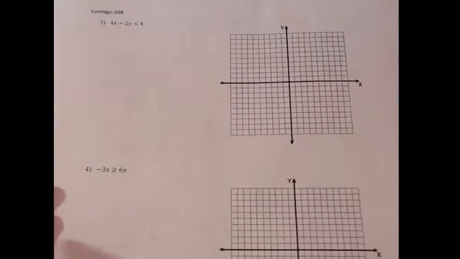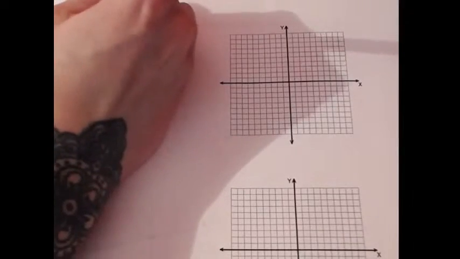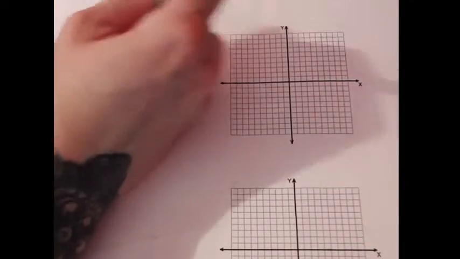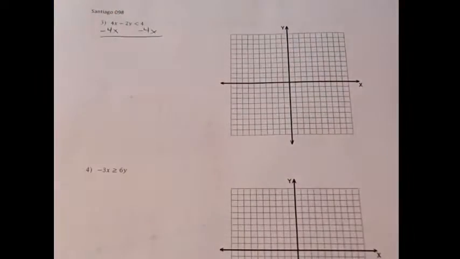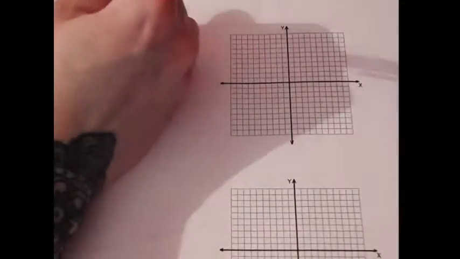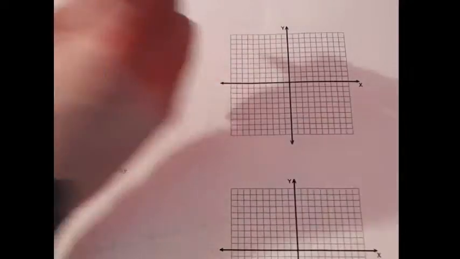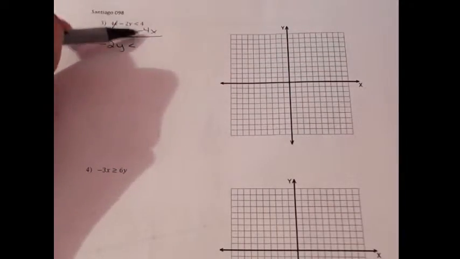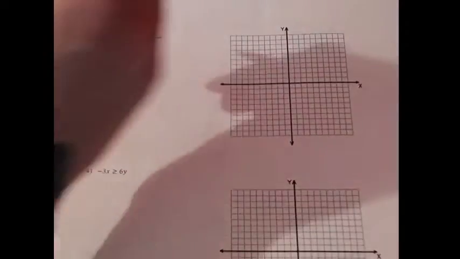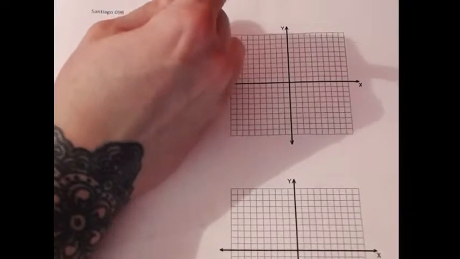So first things first, we need to rewrite this in slope-intercept form. So I'm going to start off by subtracting 4x, because right now our equation is in standard form, and that's not what we want. So we bring over that 4x, that leaves us with -2y is less than, and instead of writing 4 minus 4x, we learned a long time ago, we want to write this in descending order.